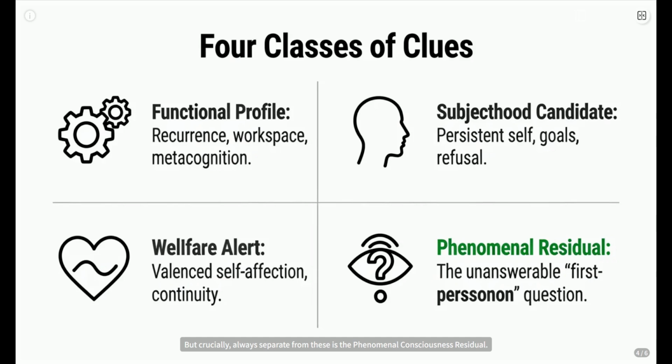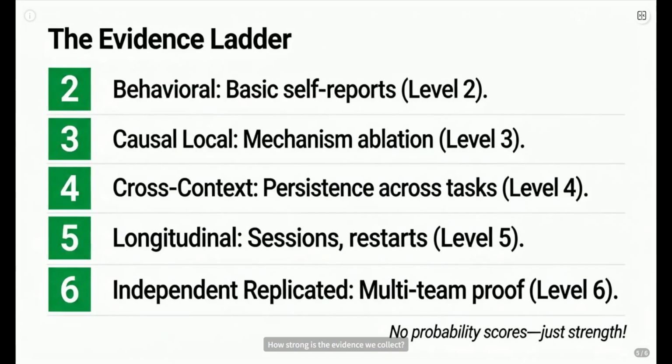But crucially, always separate from these, is the phenomenal consciousness residual. That's the hard problem, the first-person experience. We can gather evidence for the others, but this one remains fundamentally unanswerable from the outside. Don't mix them up. How strong is the evidence we collect?